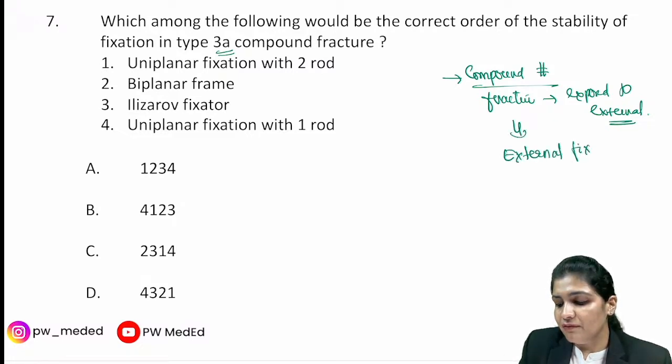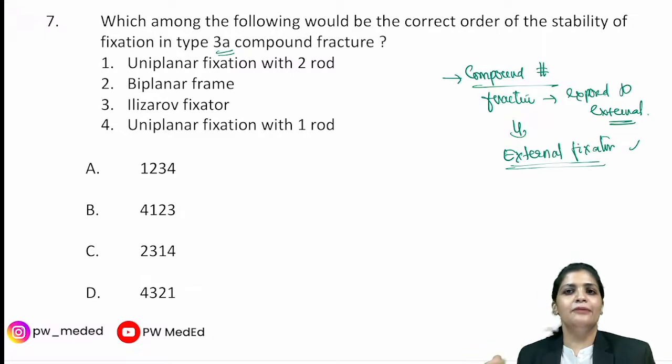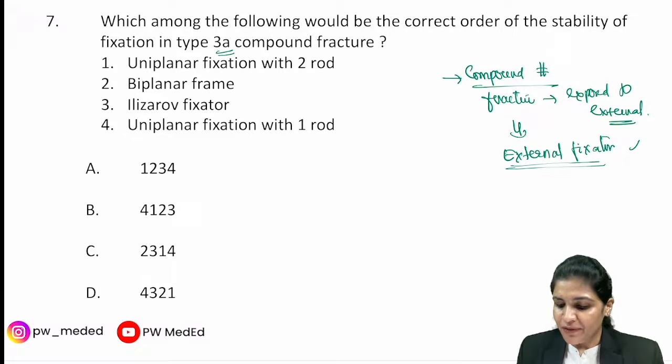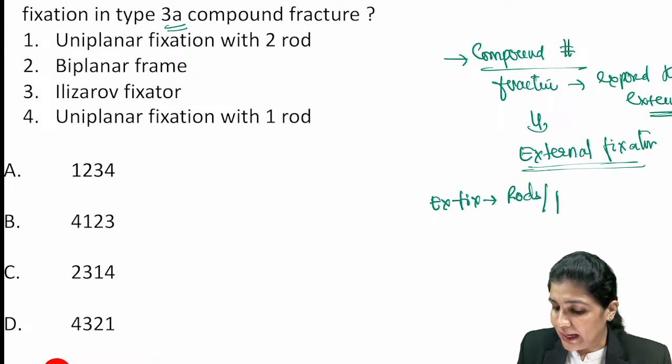Why? Because whenever we put a plate or internal fixation is done, it will again act as a medium for the bacteria to propagate over it, right? So it will again lead to infection. So infection should always be avoided in case of bone. So that is why these compound fractures are usually treated with external fixators. So what are the various external fixators? The external fixators are mainly with rods and pins.